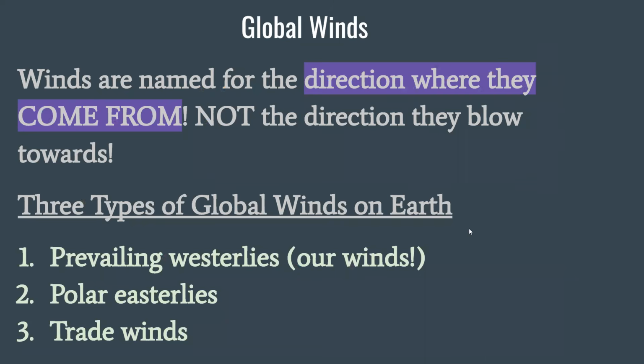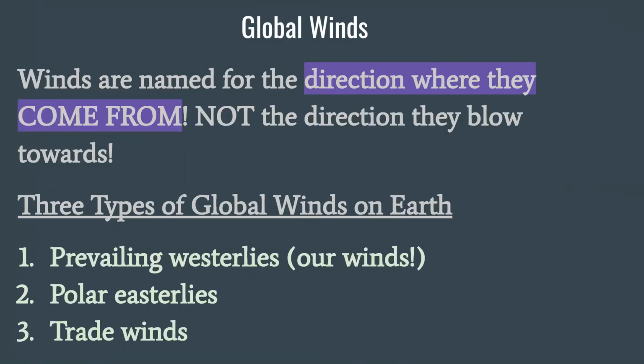All right, so the jet stream moves because of wind. We already know that wind is caused by the uneven heating of the earth. And global winds, across the entire globe, are named from the direction they come from, not the direction that they blow. There are three main types of global winds on Earth. We have the prevailing westerlies, which is responsible for bringing North Carolina its weather.